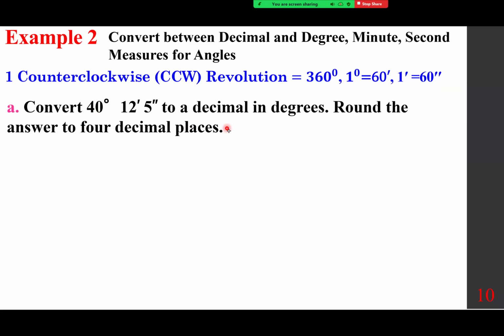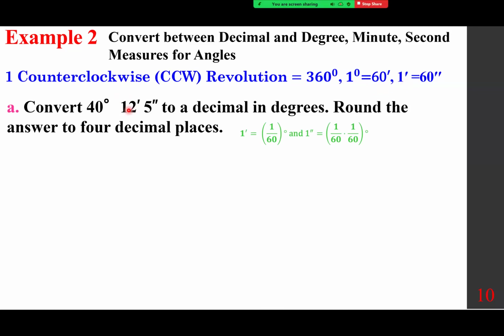So to do so, if 1 degree is 60 minutes, then 1 minute is 1 over 60 degrees. And 1 second would be 1/60 times 1/60 degrees. I hope everybody understands what's happening here.